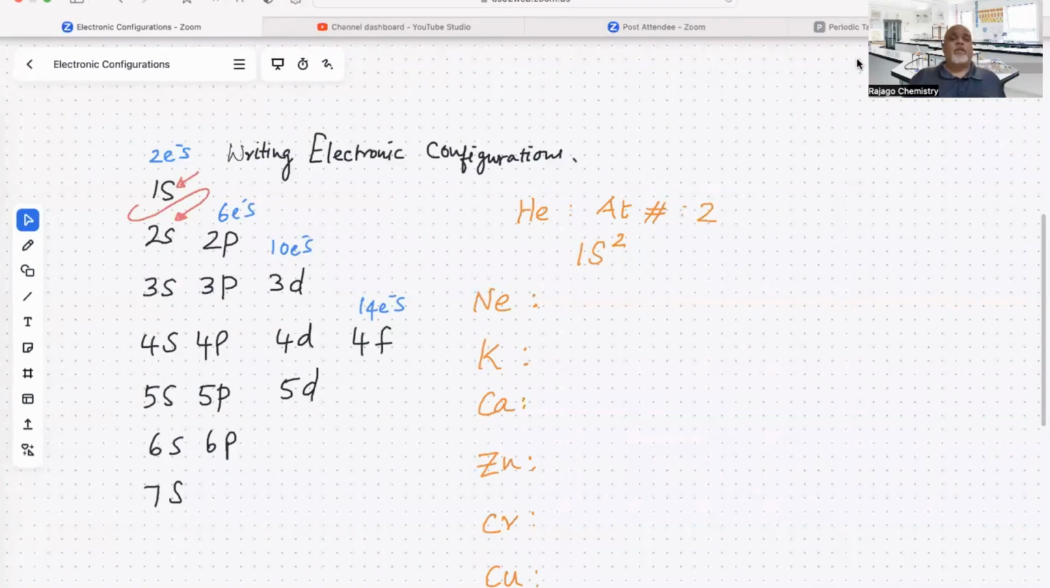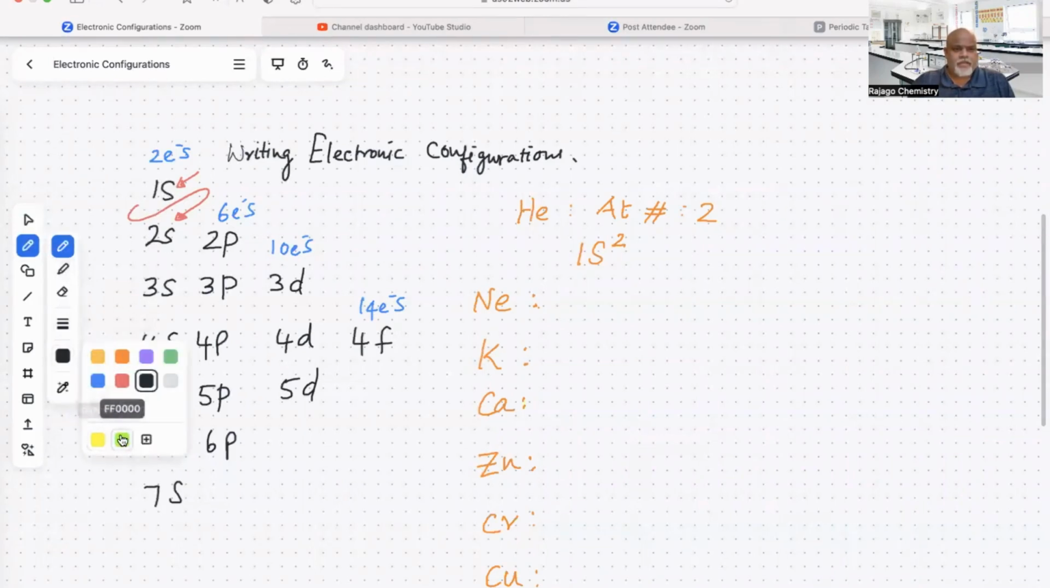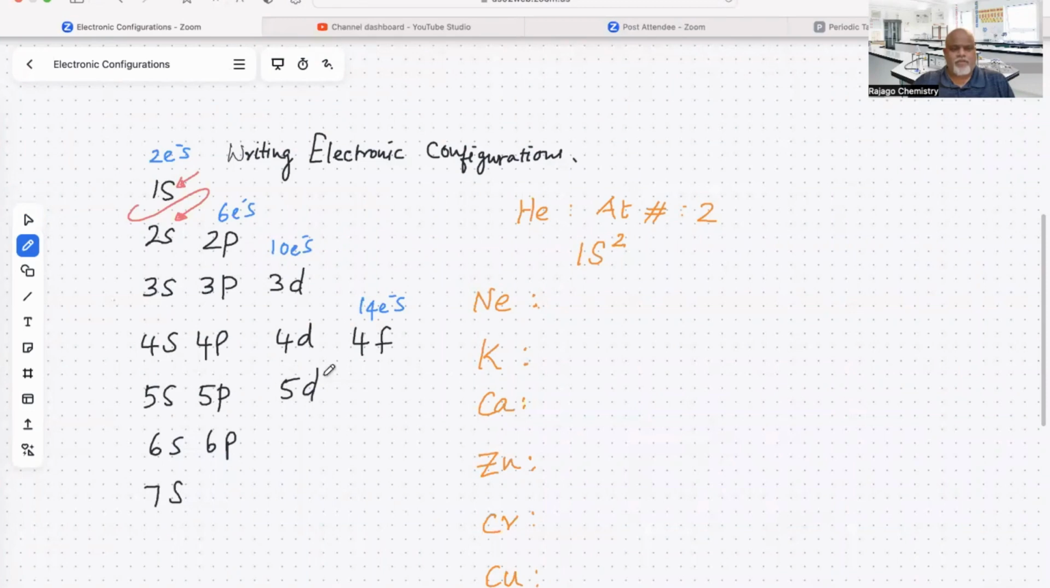Okay, so writing electronic configuration, how to write electronic configuration. This is called the Aufbau diagram. You have to quickly reproduce this whenever you are supposed to write an electronic configuration. You have to write 1s followed by 2s, 2p, 3s, 3p, 3d, 4s, 4p, 4d, 4f, 5s, 5p, 5d, 6s, 6p, 7s. You can write this in the form of a triangle.